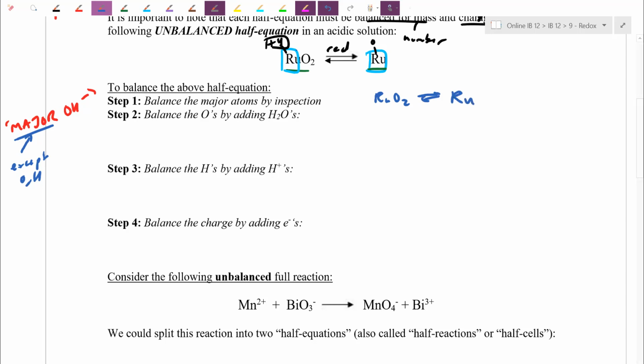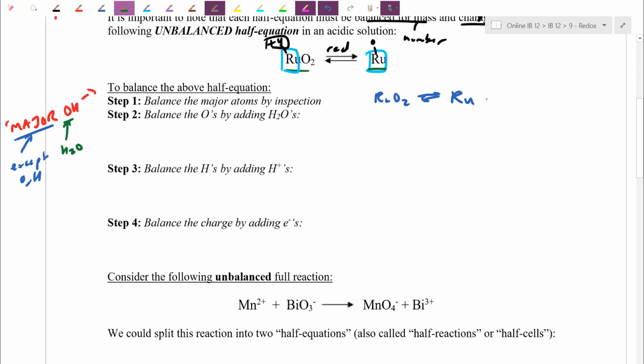Next step, we're going to balance our oxygens. Right? Oxygen comes in a lot of redox reactions here. And usually a lot of these redox reactions, because they involve charges, water is a very common appearance. So we're actually going to balance oxygens by adding waters. So on the left side, I have 2 oxygens. On the right side, I have no oxygens.